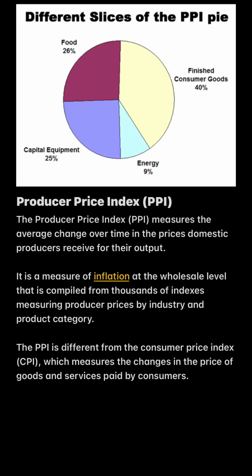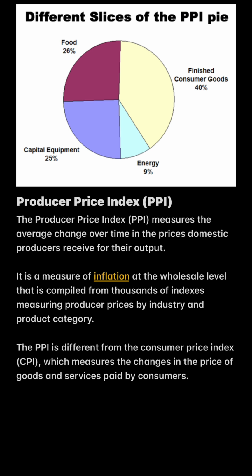Another one that doesn't get as much press as CPI is PPI, and this is the Producer Price Index. And this measures the average change over time in the prices domestic producers receive for their output. It's a measure of inflation at the wholesale level, which is compiled from thousands of indexes measuring producer prices by industry and product category. The PPI is different from the CPI, which measures the changes in price of goods and services paid by consumers.